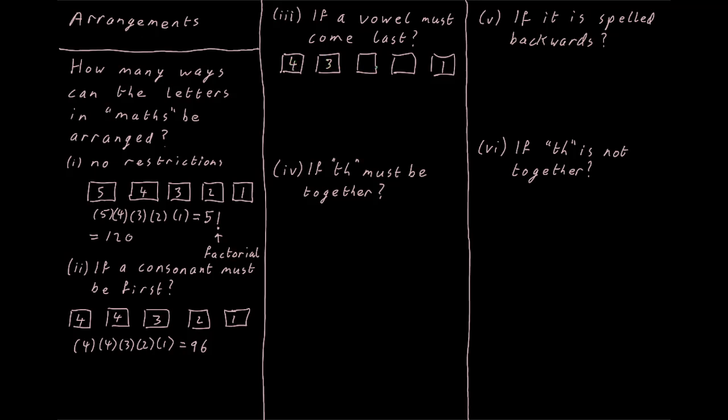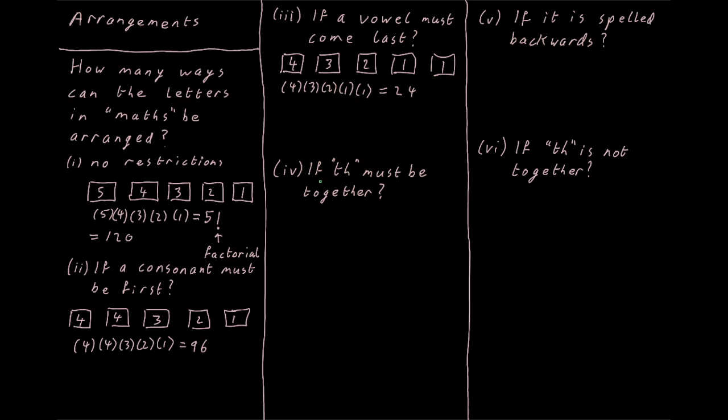And then 3 letters left, and then 2 letters left, and then 1 letter left. So I'd multiply all of them together. I'd have 4 by 3 by 2 by 1 by 1. And I would end up with 24 possible outcomes for where the vowel is last.